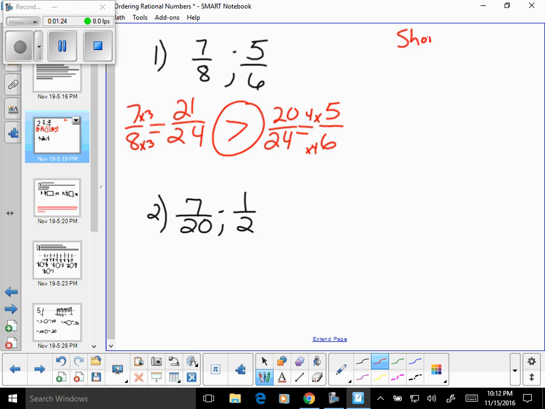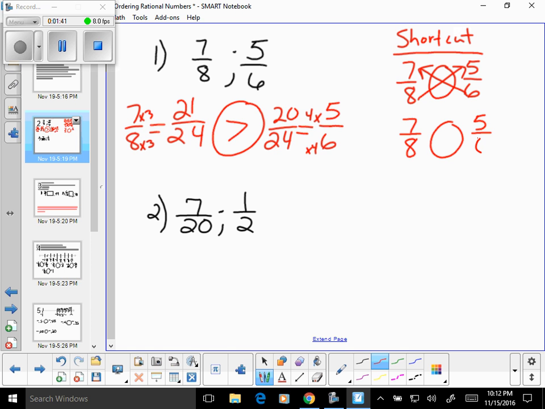Most people use the shortcut. And you might remember this because I taught it to you last year too. If I'm going to compare 7 over 8 and 5 over 6, we cross multiply. So I'm going to get 6 times 7 is 42, 8 times 5 is 40, compare the 42 and the 40. Okay, we're going to do 7 over 20 compared with 1/2. 2 times 7 is 14, 20 times 1 is 20, we get less than.